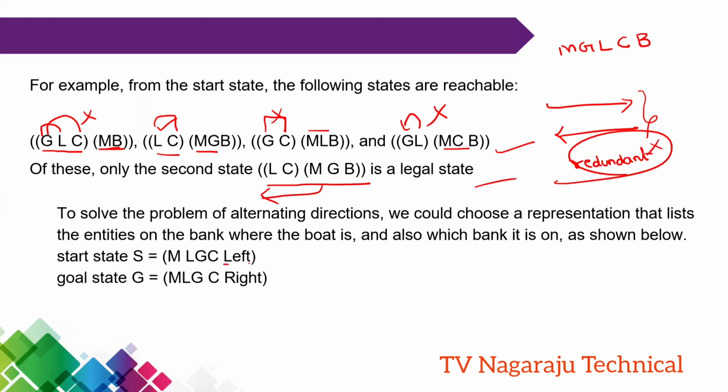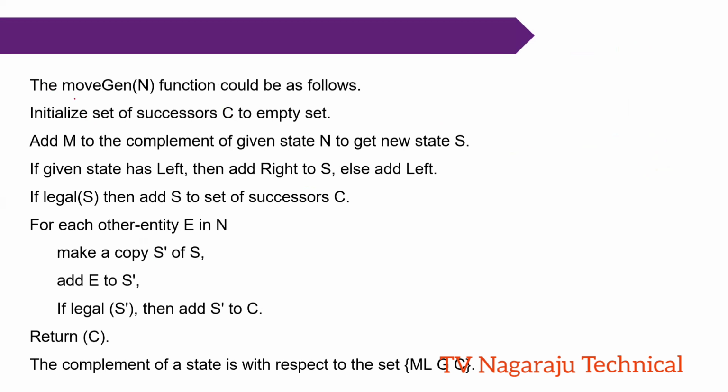In the list, left specifies the boat is on the left side. Right specifies the boat is on the right side. You got the point? By using that one only, we implement this one. Now, finally, how is the moveGen function implemented? So I said the moveGen function is implemented. How? First step, initialize.